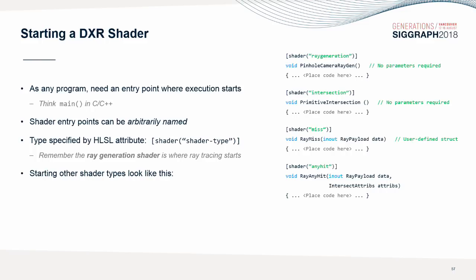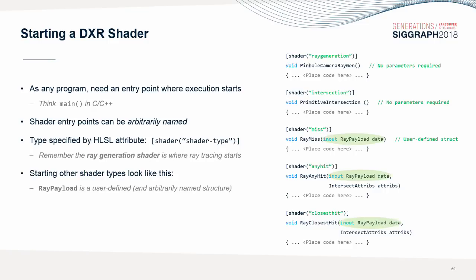An any-hit shader looks something like this. You define it as an any-hit shader. You give it a payload and also where you've hit your surface. So the attributes tell you where you've hit your surface. And then the closest hit shader looks like this. You also give it your payload and where you've hit your surface. So the ray payload is user-defined, so you can control what goes in here, and it depends on what you want to do with your ray.